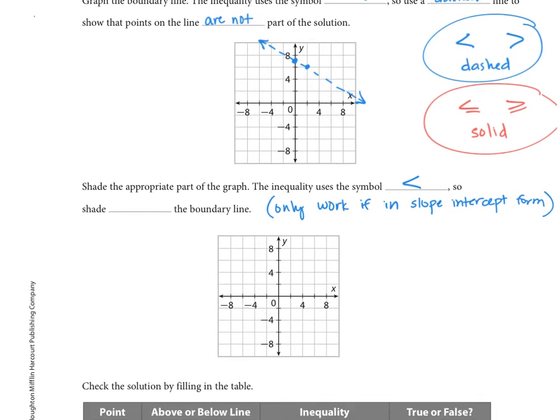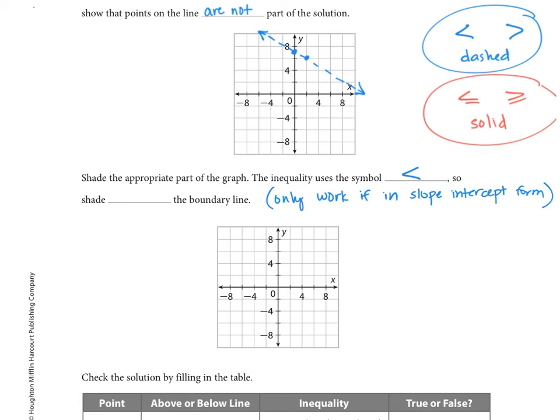So I'm going to regraph it here. Remember, starting at 7, going down 1 over 2. I've got my dashed line, and we're going to shade below the boundary line. So something like this. If you want to make it look nice, you can shade it in all the way. But let me actually shade in this whole thing so you can see it. Everything here is our solution.